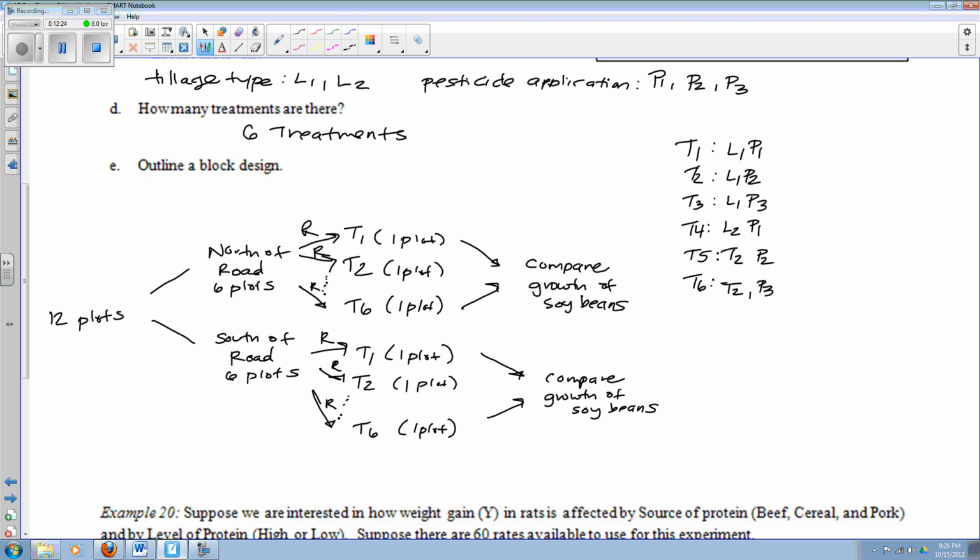Okay, so we blocked it based on a characteristic that we know. Over here, north of the road, south of the road. Again, we didn't randomly decide that, those are known characteristics because the location is being a factor. And then within there, we had 6 plots, so we're randomly going to assign them to one of the 6 treatments. Do the same thing for south of the road. And then we want to be able to compare the growth of soybeans to see which treatments helped grow soybeans.